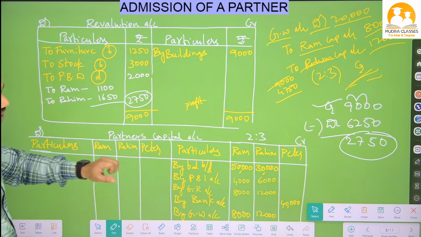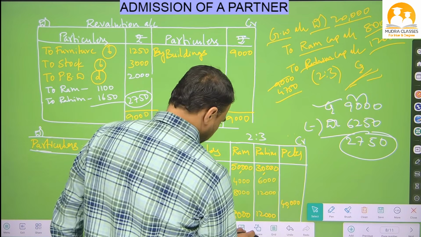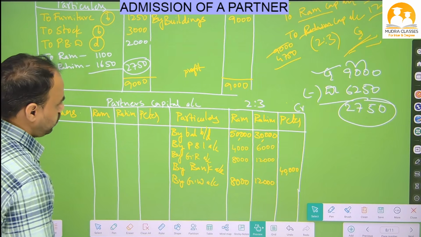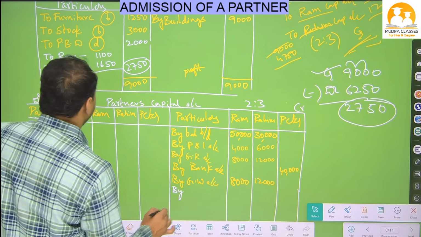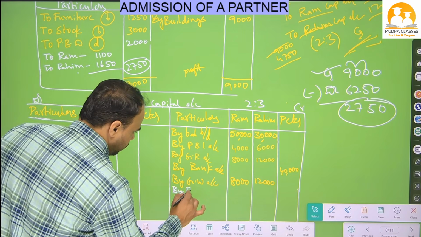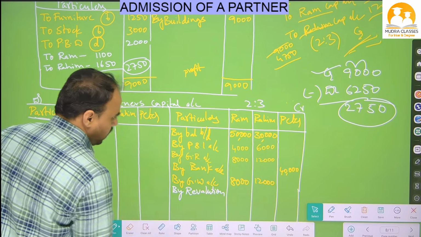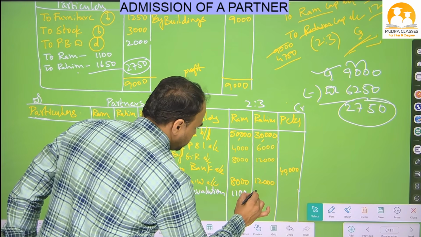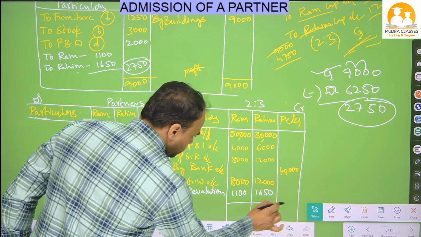This profit we have to transfer to partners capital account. How to transfer? So in partners capital account, credit side we have to write by, from which account this is coming? Ram and Rahim profit, revaluation account. So write down here, by revaluation account, 1100 Ram and Rahim is getting 1650. Okay, now close partners capital account.